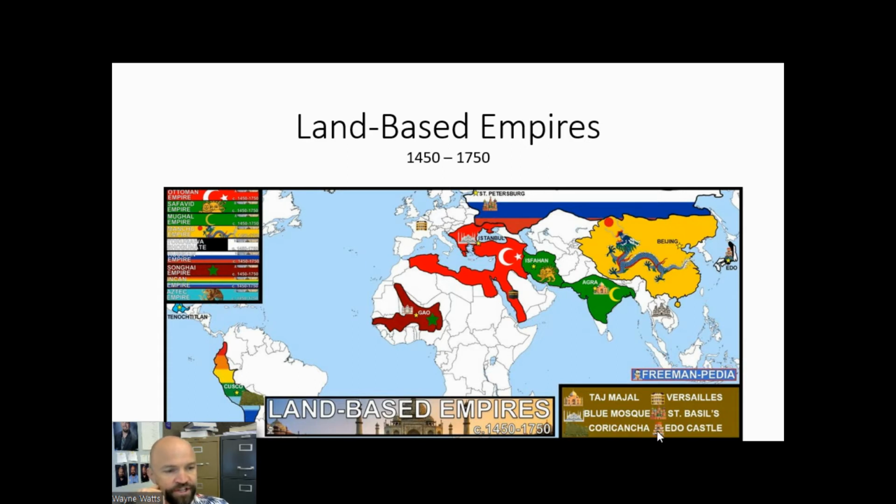And the next thing to mention is there's a bunch of buildings that are built up throughout the world in this time period that are some of the most iconic buildings in the entire world. The Mughals will build up the Taj Mahal. The French will build up the Palace of Versailles. The Blue Mosque will be built in Istanbul. St. Basil's Cathedral will be built up. Coricancha, the Sun Temple, will be built up in the Incan Empire, and the Edo Castle will also be mentioned.